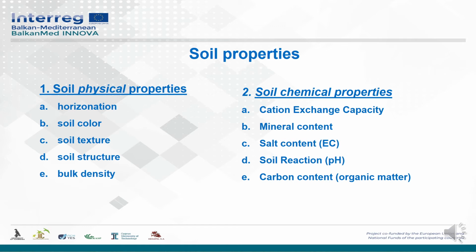Which are the soil physical properties? The soil physical properties are horizonation, soil color, soil texture, structure, and bulk density. Speaking about soil chemical properties, we can speak about cation exchange capacity, mineral content, salt content, soil reaction or pH, and carbon content that is very linked to organic matter.